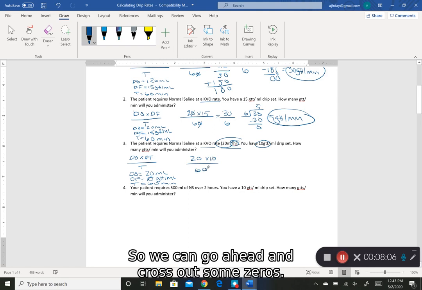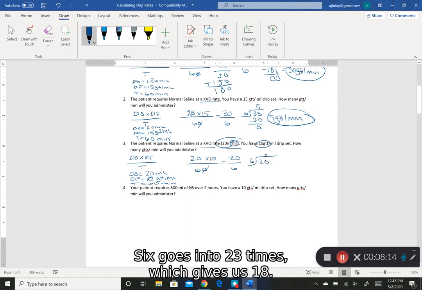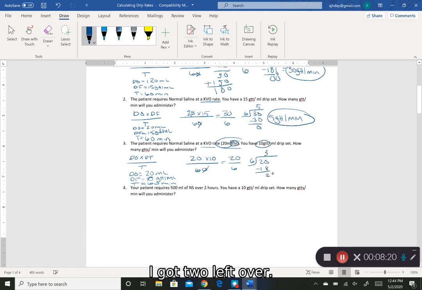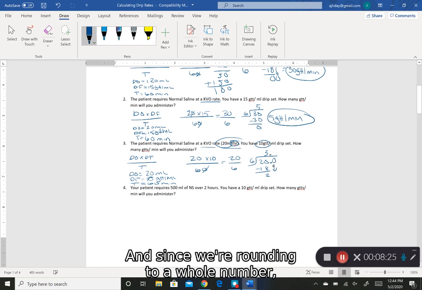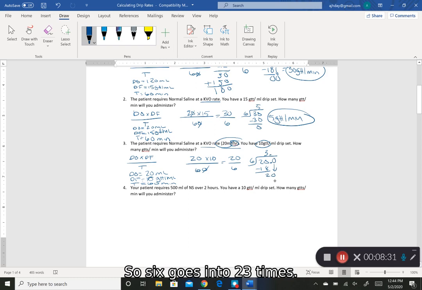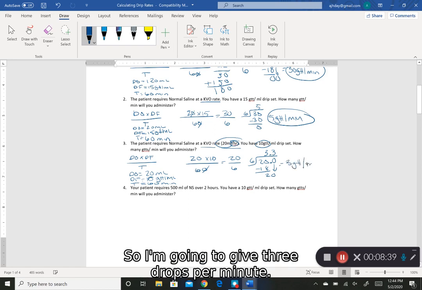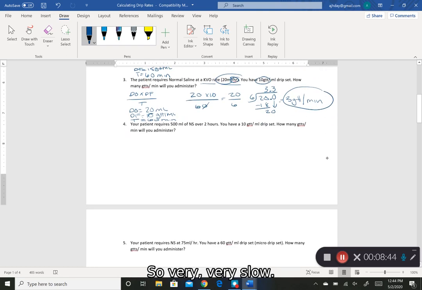So we can cross out some zeros. So I have 20 divided by 6. 6 goes into 20 3 times, which gives us 18. I got 2 left over. So here I do need to find my decimal because I have a remainder. And since we're rounding to a whole number, I only need to find 1 decimal place. So 6 goes into 20 3 times. If I round that to the nearest whole number, that's going to be 3. So I'm going to give 3 drops per minute, which is 1 drop every 20 seconds. So very, very slow.